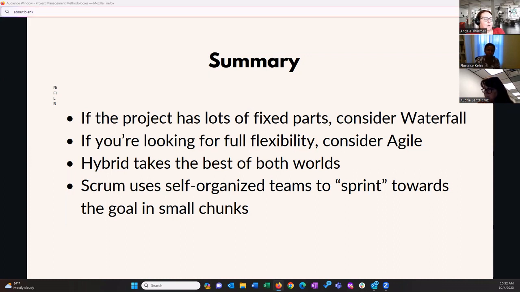What questions do you have? Does anyone want to ask a question about these different methodologies?